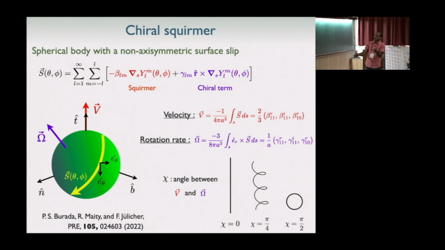And if chi is not equal to 0, for a finite angle, let's say pi by 4, what you get is helical motion, because at every point there is a translational velocity and a rotation rate. So the resultant path is a helix. For chi equal to pi by 2, that means V and omega are perpendicular to each other, what you get is circular motion. So without doing anything, just with the help of the prescribed slip velocity, we can compute these basic properties, the velocity and rotation rate.